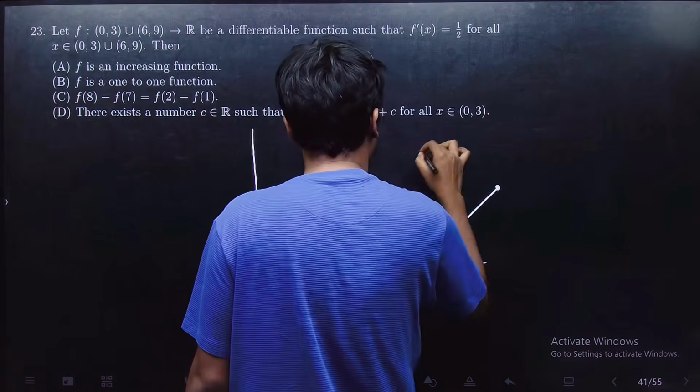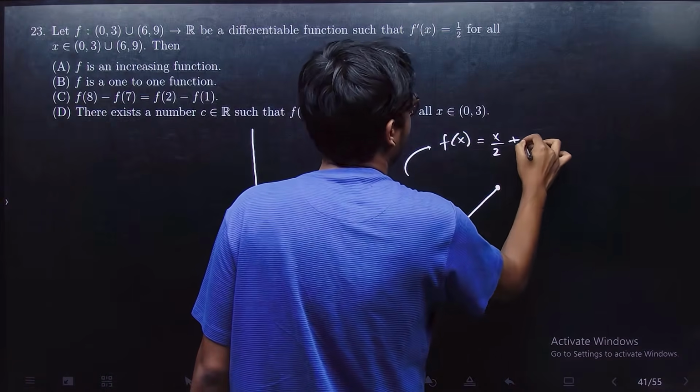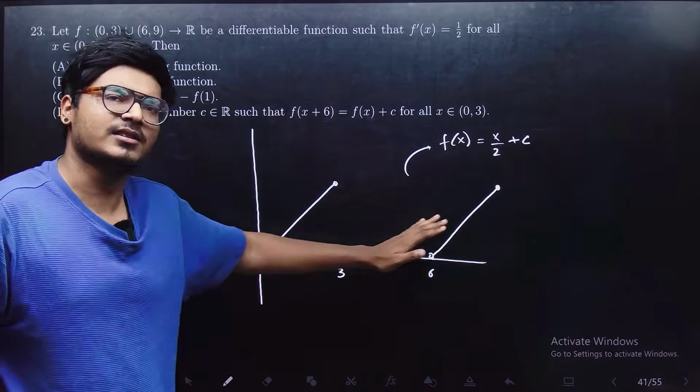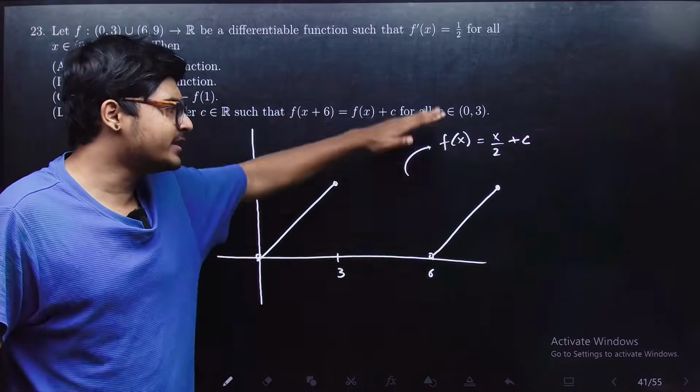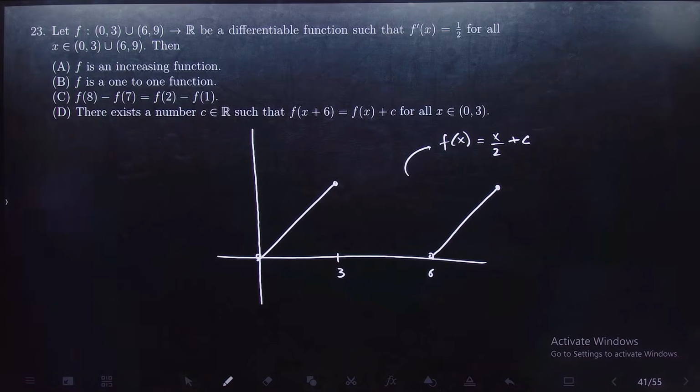So your function basically looks like x by 2 plus some constant. There could be a constant, we don't know. I'm assuming in this case for this diagram that the constant is 0. But if there's a constant, it just shifts upward or downwards. That's the idea. So the graph should look something like this. So now if you look at the option, f is an increasing function, that's incorrect, right?